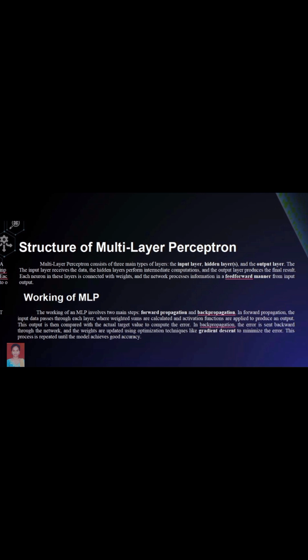Hidden layers are the most important part of MLP. These layers perform intermediate computation and are responsible for learning complex patterns in the data. Each neuron in a hidden layer receives inputs from the previous layer, multiplies them with corresponding weights, adds a bias value, and then applies an activation function.